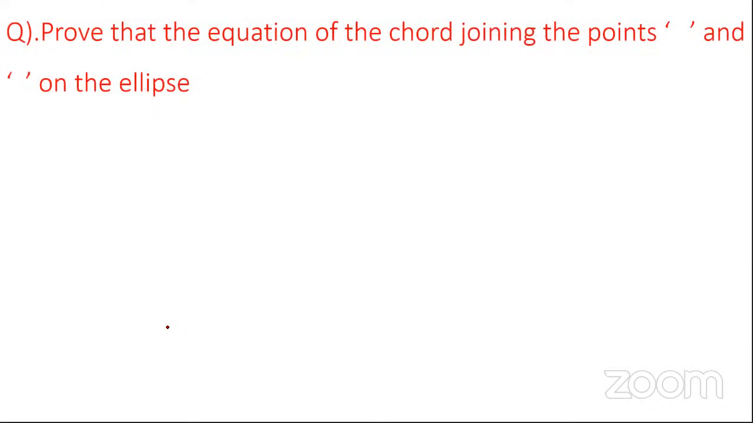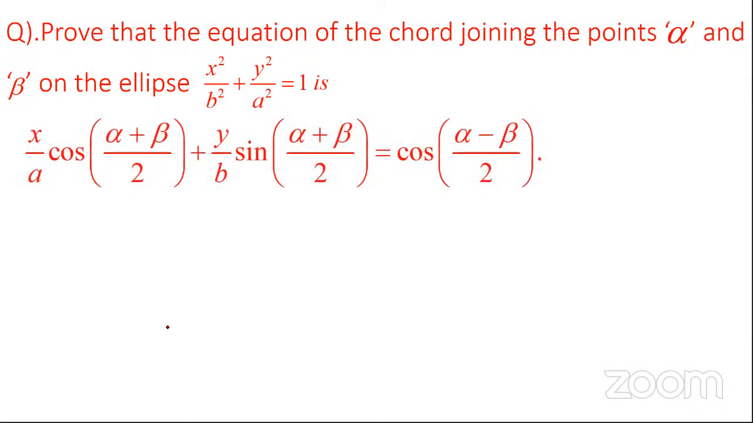So next, prove that the equation of the chord joining points alpha and beta on the ellipse x square by b square plus y square by a square equal to 1 is x by a cos of (alpha plus beta)/2 plus y by b sin of (alpha plus beta)/2 equal to cos of (alpha minus beta)/2. So just we have to prove this one.